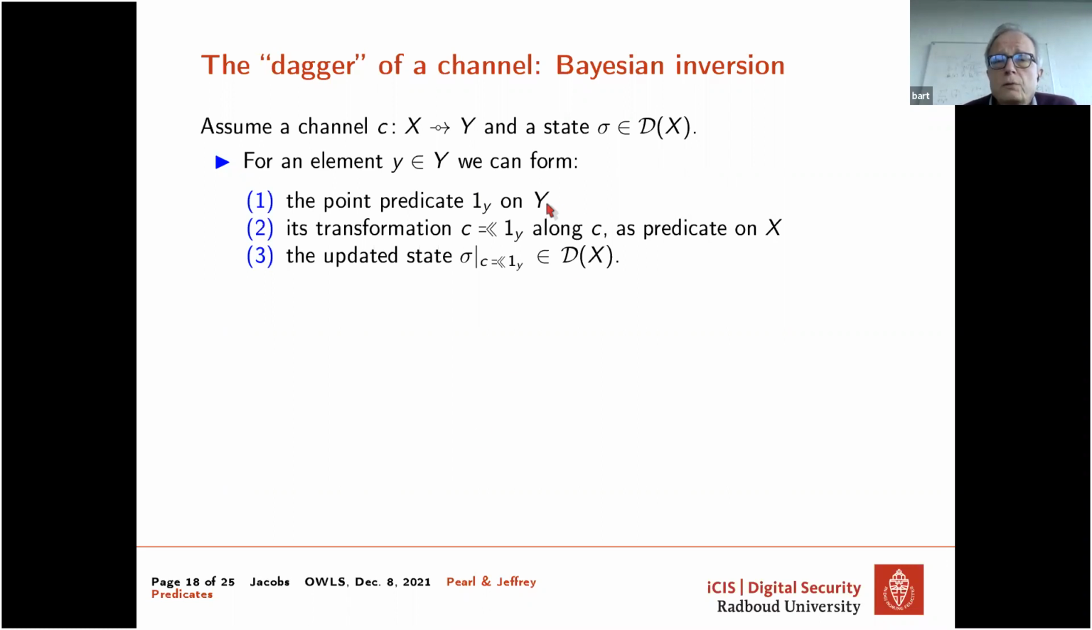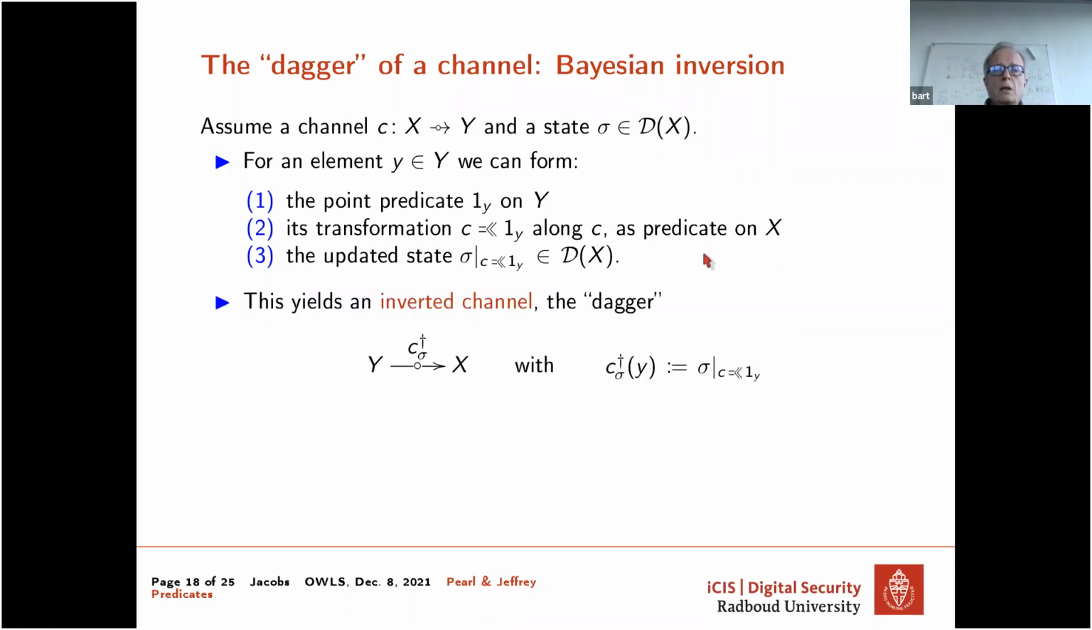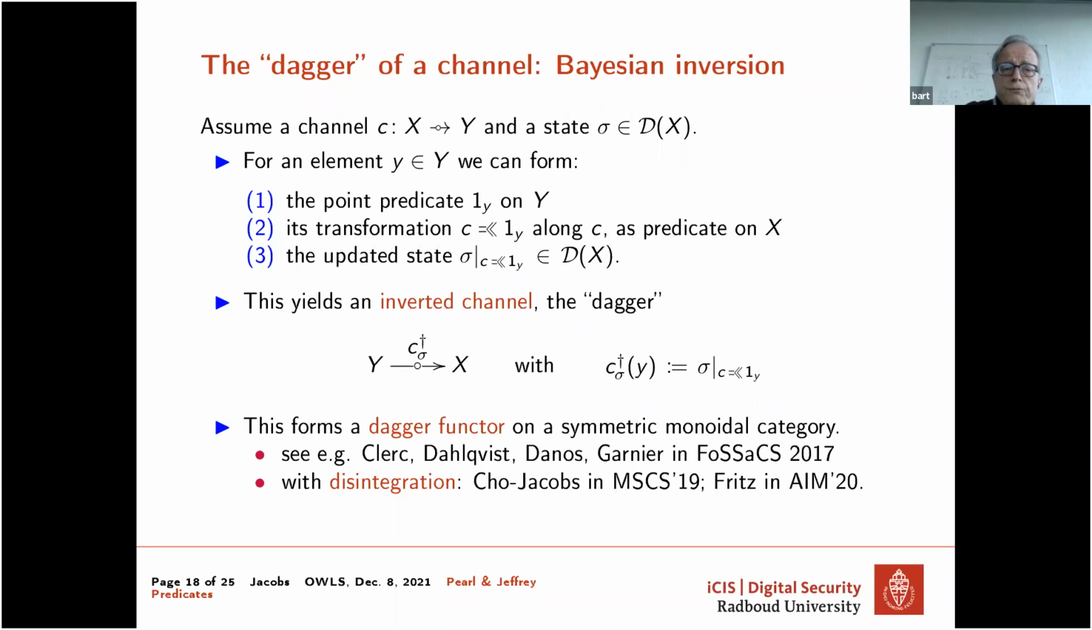So what I have now is a function from y to D of x, which is the channel turned around. And this is the dagger of this channel. It's an inversion of it. And I write it as C dagger, but I keep the sigma explicit because it plays a role. You don't just invert the channel itself, but you need a distribution on the domain to be able to do this. And this is known from the literature. Here are some pointers, and it plays an essential role in something called disintegration in probability theory that I also worked on with former PhD student Ken Tatchell.